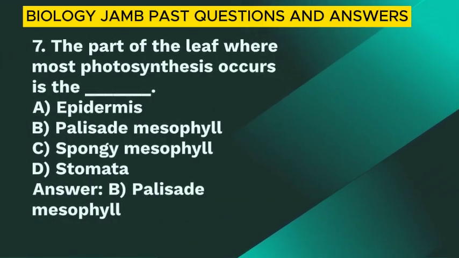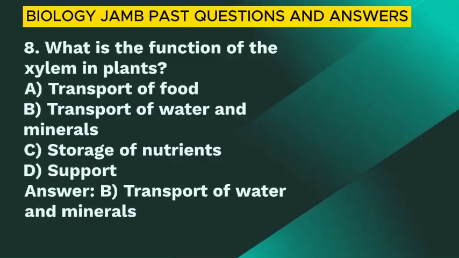Question number 7. The part of the leaf where most photosynthesis occurs is the dash. A. Epidermis, B. Palisade mesophyll, C. Spongy mesophyll, D. Stomata.